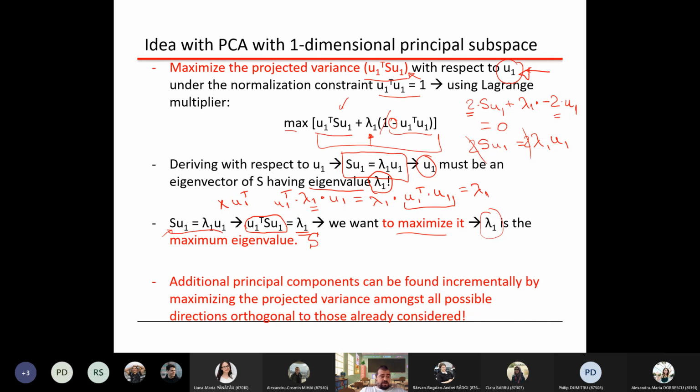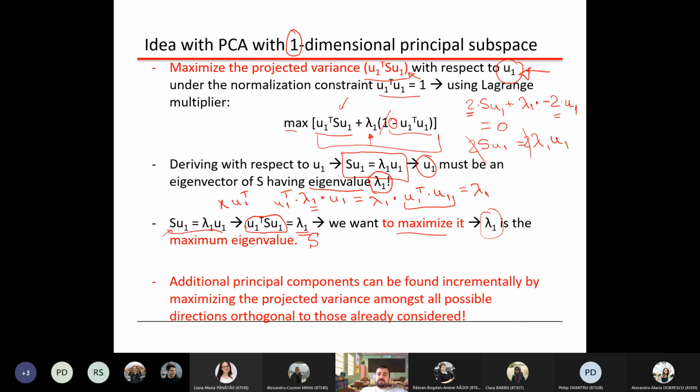So if we want to identify the one-dimensional principal subspace of a data set, all you have to do is to identify the maximum eigenvalue of the covariance matrix of the data set, and then, since you have the maximum eigenvalue, you obtain the corresponding eigenvector, and that corresponding eigenvector is the principal subspace of the data. This is what happens if we only need a one-dimensional principal subspace.